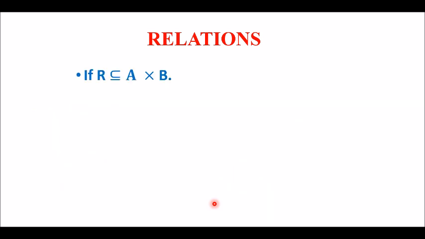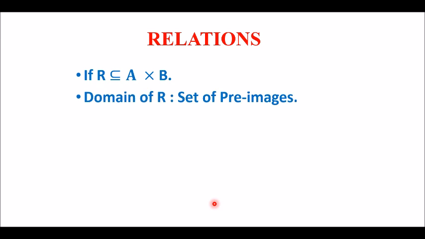Next new term: if R is a subset of A cross B, the domain is the set of pre-images. That means whatever elements this R will contain, if I take the first elements, that is the pre-images, it will give us the domain of R.